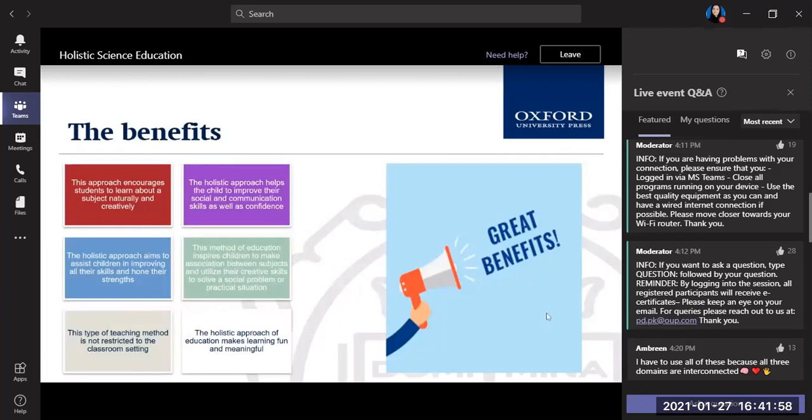The third aspect is the holistic approach aims to assist children in improving all their skills and hone their strengths. Yes, it does assist in improving because you tend to become self-reflective, active, and you try to improve your own areas and overcome your weaknesses too. This method also inspires children to make association between different subjects, and you look at a problem as a whole. You look at something from another perspective. You don't look at it from the aspect of a particular subject area only.